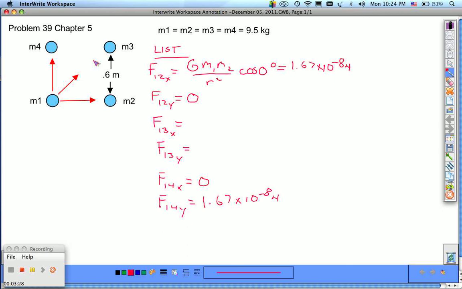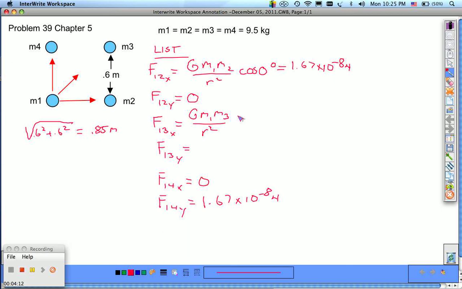Now, let's look at the force on 1 due to 3 in the x and y direction. Because M3 lies along a diagonal, it has components in x and y. So here we have G m1 m3 over r squared. Now, the diagonal distance is a little bit longer, and if we use the Pythagorean theorem, we have 0.6 squared plus 0.6 squared. Take the square root of that, and we get approximately 0.85 meters for the diagonal distance between M1 and M3. So that's going to be our r value, the radial distance between M1 and M3.